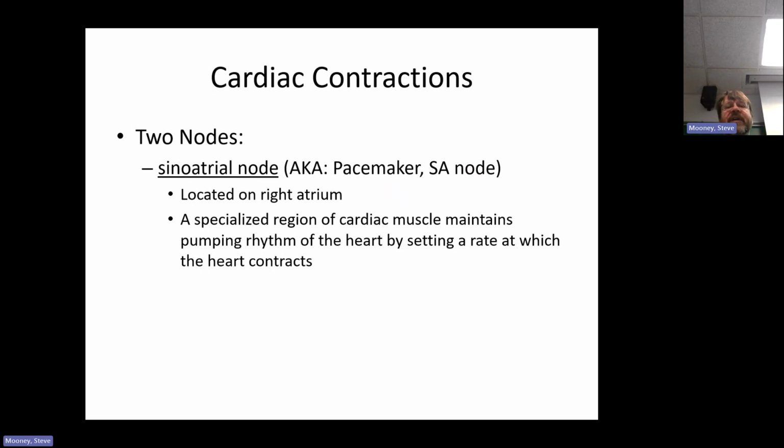It's a specialized region of cardiac muscle that sets a rhythm for our heart contractions. It goes up to a threshold, fires, and we have a contraction. Threshold, fires, contraction. And this can sort of do things on its own, more or less.